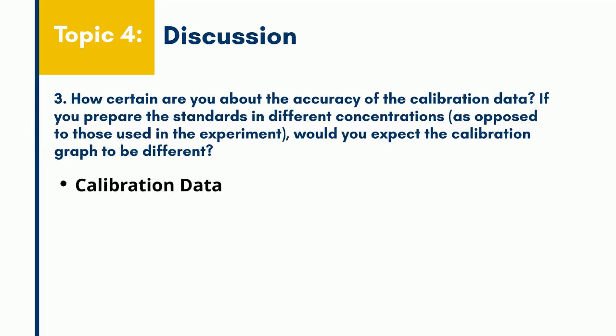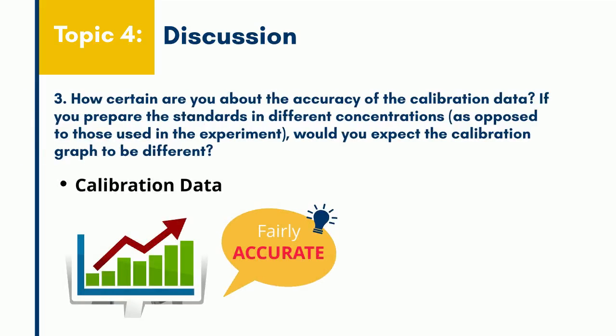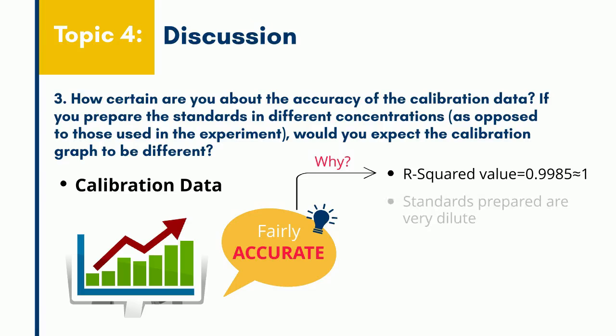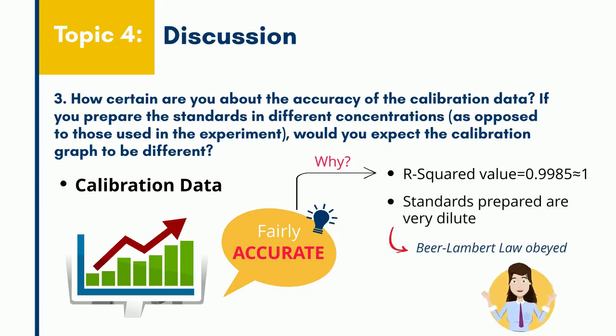I'm fairly certain about the accuracy of the calibration data. Why is that so? This is because the graph that we obtained displays the R-square value, which is 0.9985, which is relatively close to 1, and the standards prepared are very dilute, which means the Beer-Lambert law is obeyed.